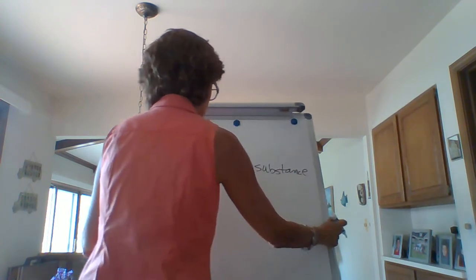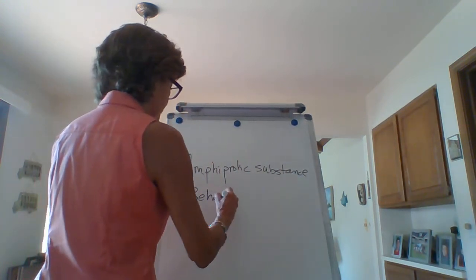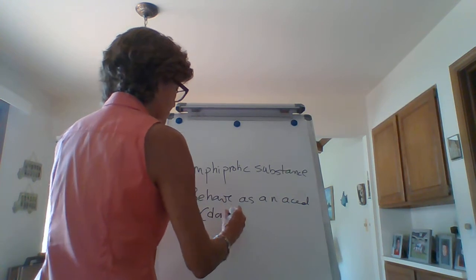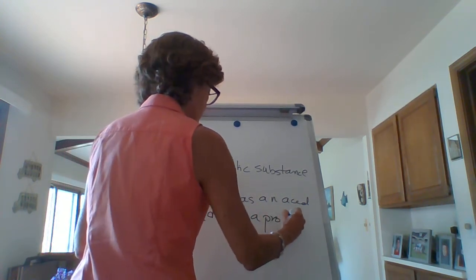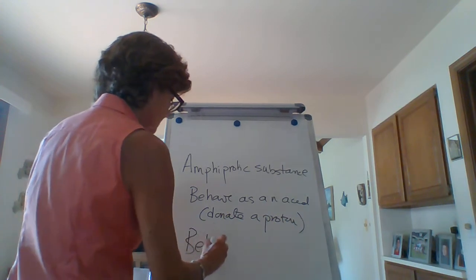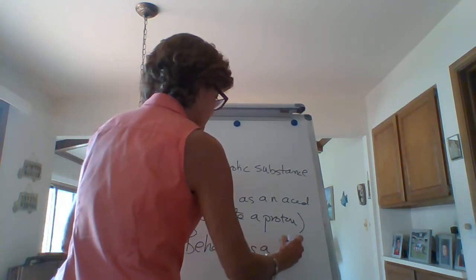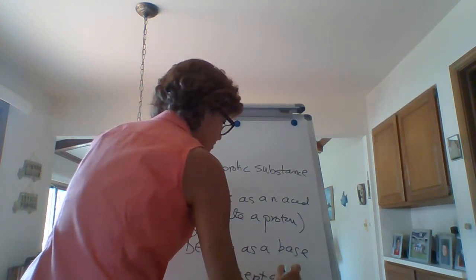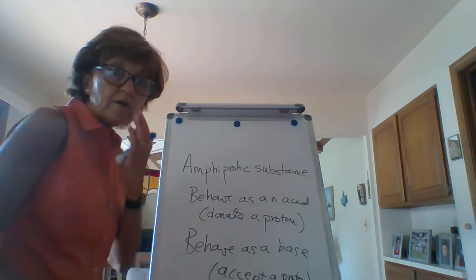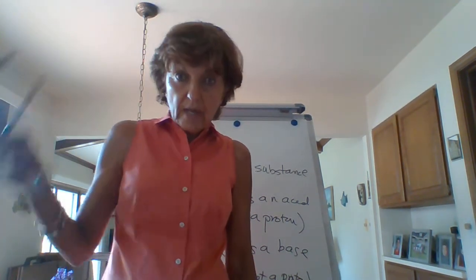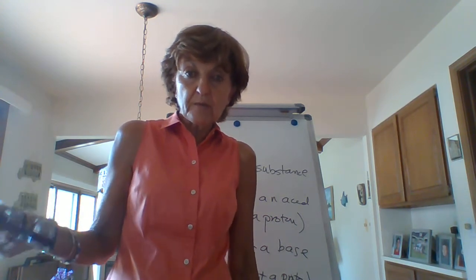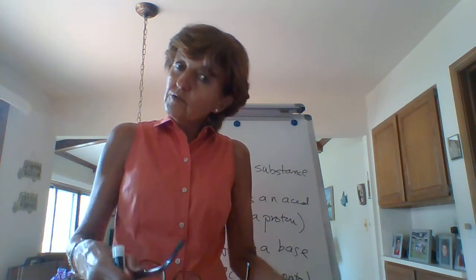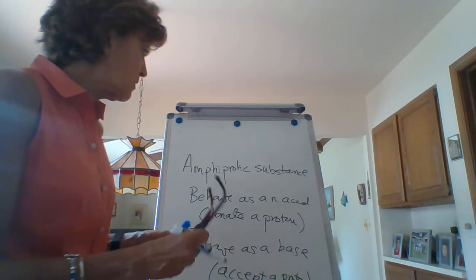That is a substance that can behave as an acid. That means it can donate a proton, and it can also behave as a base. It can accept a proton. We saw that with water. We saw that water can donate a proton and then it ends up being the hydroxide polyatomic ion, or it can accept a proton and it becomes the hydronium polyatomic ion. So we saw that already in a previous video.